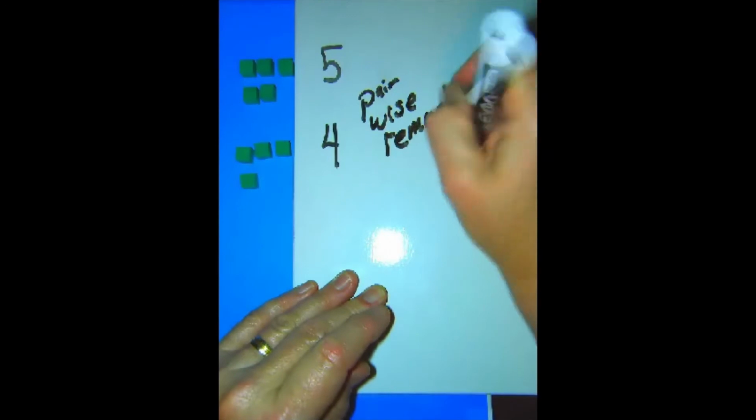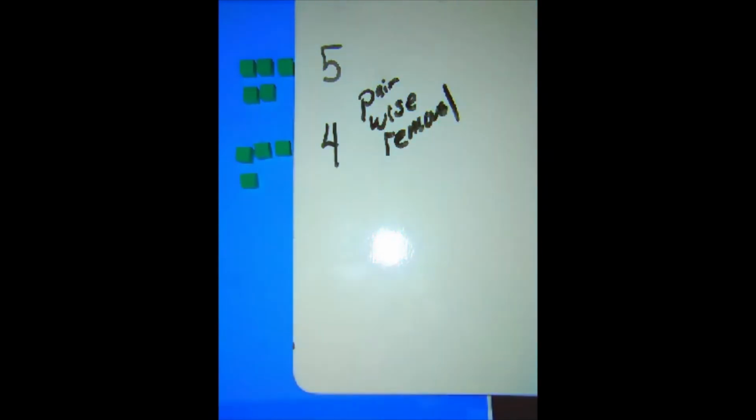And what this means is that we take the same number of objects from each of the two groups until we can't do it anymore. So here's our pair, 5 and 4, and we're going to take the same number of objects away from each of the groups until we can't anymore.